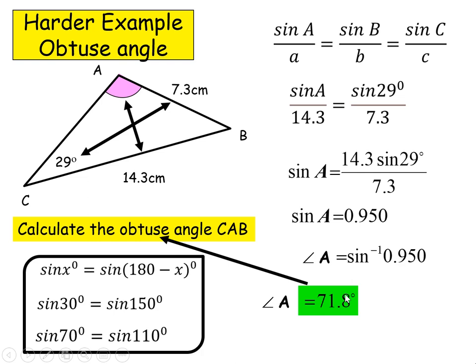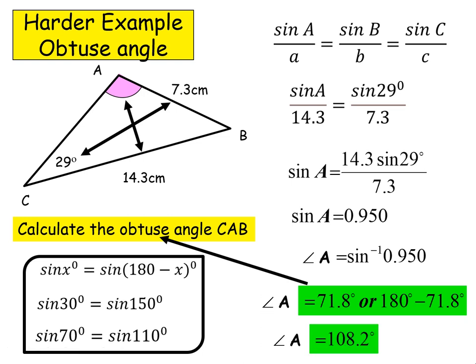So when you get an answer for sin, it can be this or another answer. It can be 71.8 or 180 minus that. In this case, because it said the answer was obtuse, it must be the bigger one. If it doesn't say anything about obtuse, just don't worry about it. So 180 minus 71.8 is 108.2 degrees.